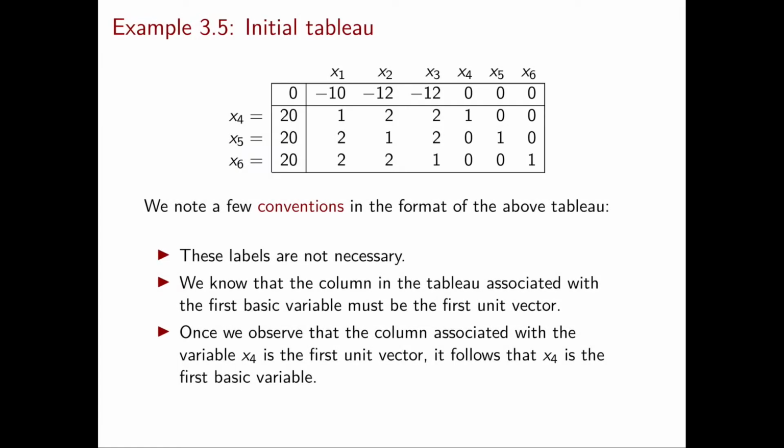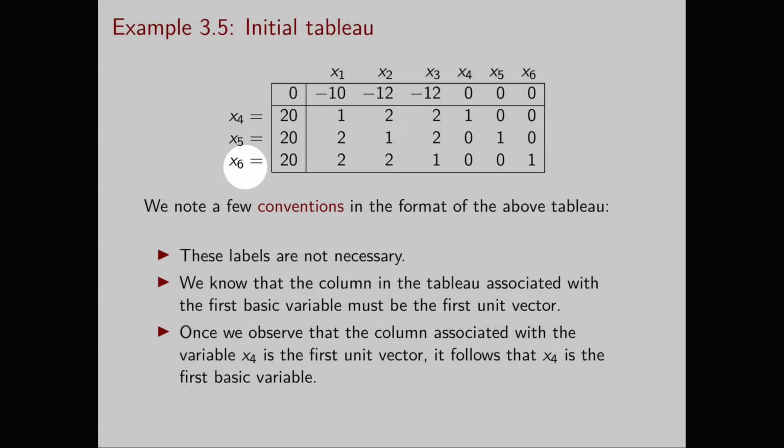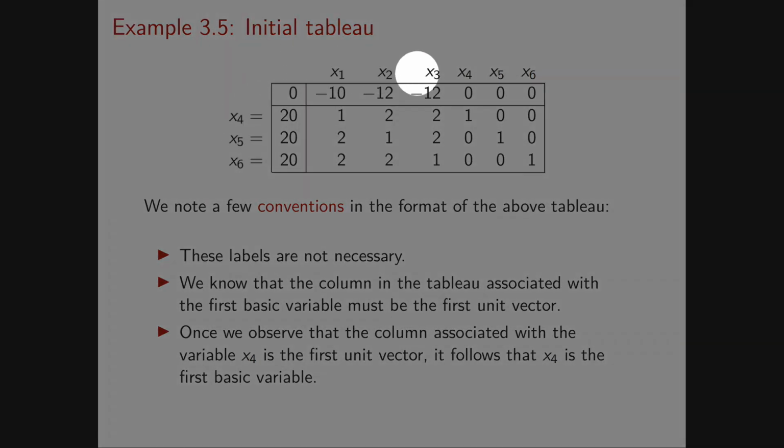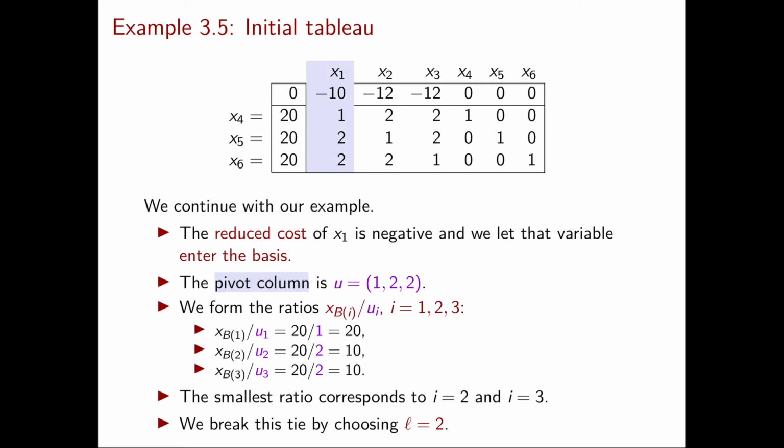So also in this case, I could have found the second unit vector, here it is. This corresponds to the variable x5, so I can write x5 in the row where the 1 appears. Here is x5. And similarly for x6. In any case, in this first example, we will keep all the labels in order to better understand the example. We're now ready to start with an iteration of the full Tableau implementation of the simplex method.